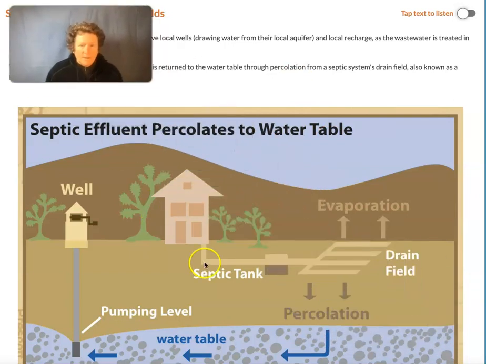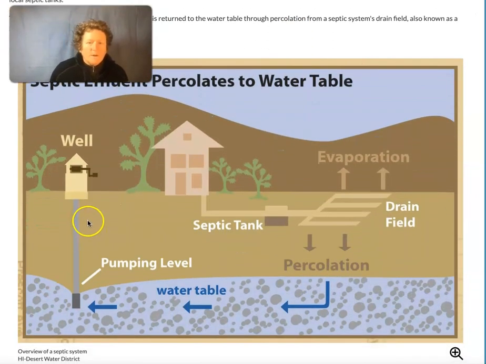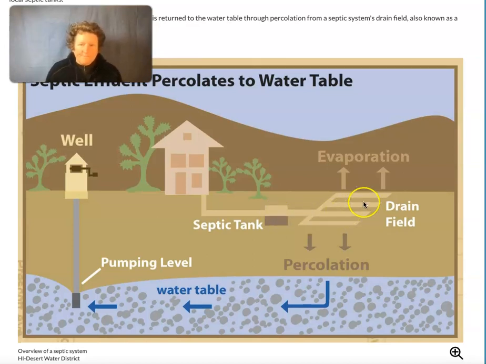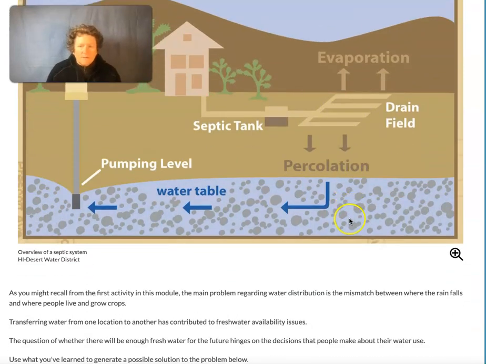So we have a well, it's bringing up water, it's bringing it to the house. The house's wastewater goes to a septic tank, and eventually that wastewater is returned to the aquifer because it's allowed to kind of spread out and soak in. All the solids are digested with bacteria here, and hopefully pretty clean water is sent out here to percolate back into the soil.